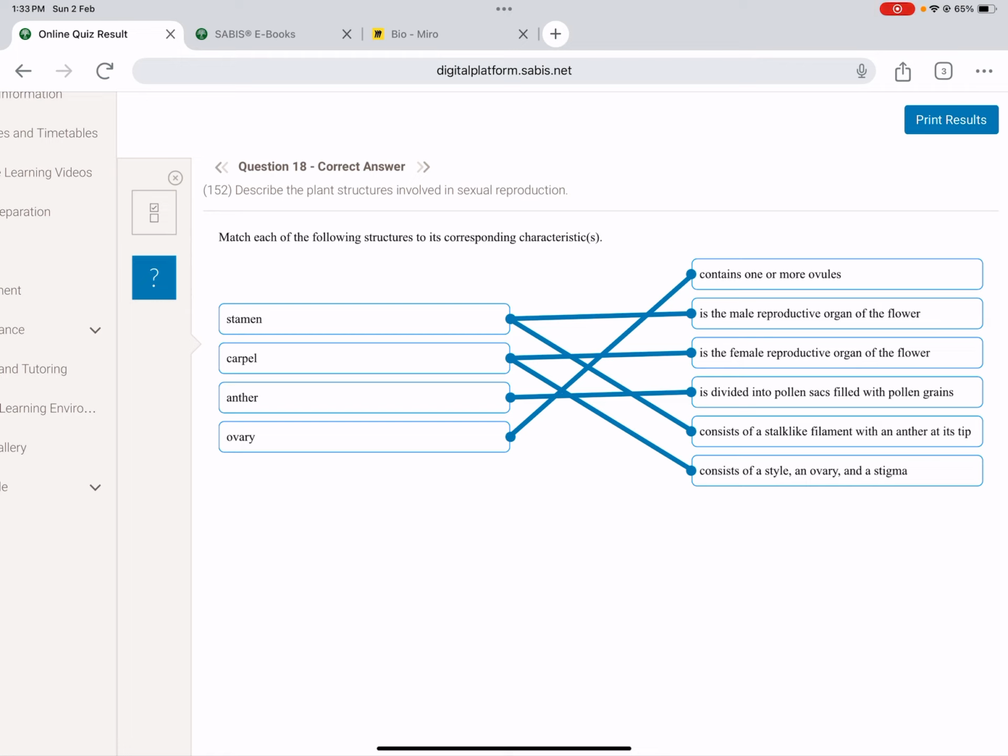Okay, so stamen, remember, is the male reproductive part, where the carpel is the female reproductive part of the organ. The stamen, remember, is made up of anther and filament, as here. The carpel, remember, style, ovary, and stigma. Anther, we said, has the pollen sacs filled with pollen grains, while ovary has the ovules, one or more ovules.